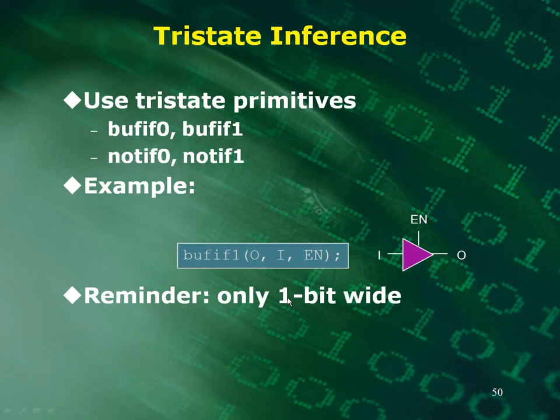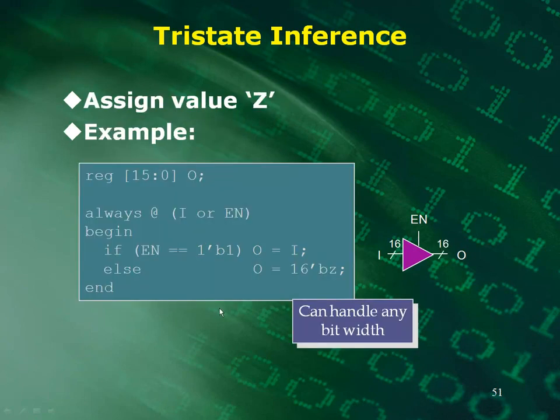Tri-state inference. You can use the tri-state primitives, such as the buff_f0 and the buff_f1, the not_f0 and the not_f1. Okay, you can instantiate those, but the thing about these is they're only 1 bit wide. So if you've got something that you need like a bus, you're going to need multiple bits. Okay, so you need a way to handle multiple bit widths. So you could do it this way instead.